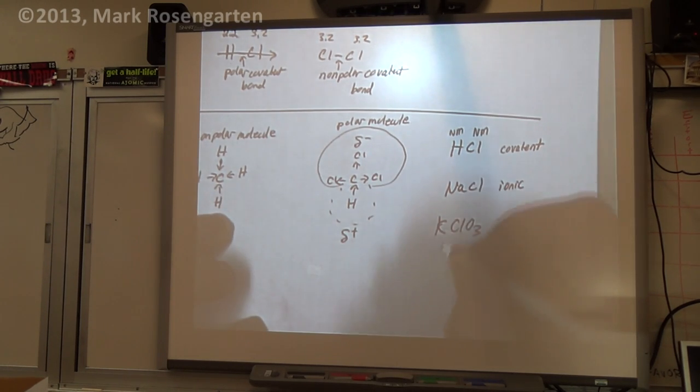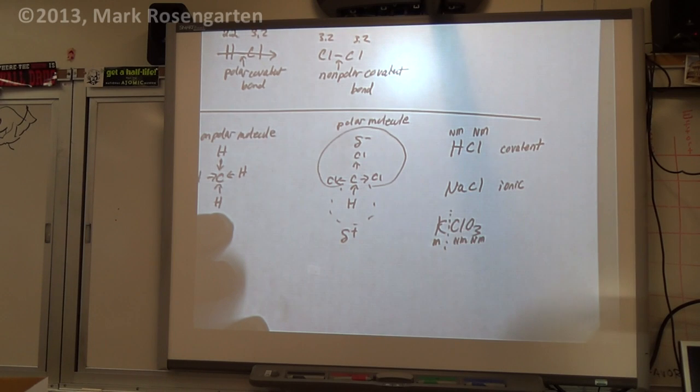KClO3, though, is a weird case. We've got a metal, and we have two nonmetals. These two nonmetals are going to be bonded to each other. How? Covalently. But the metal will bond to the polyatomic ion to form an ionic bond.